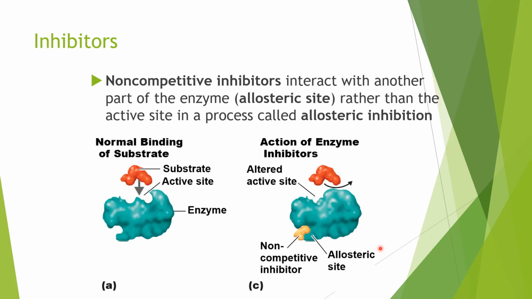Okay, so what's the big deal if they go ahead and bind to those allosteric sites? Once they bind to those allosteric sites, what's going to happen is the active site is going to change shape. So it's going to be altered. And once it's altered, guess what? That substrate is now not going to fit. And so therefore, the substrate is never going to bind, and one more time, the reaction is going to be inhibited. So those are the two types of inhibitors.